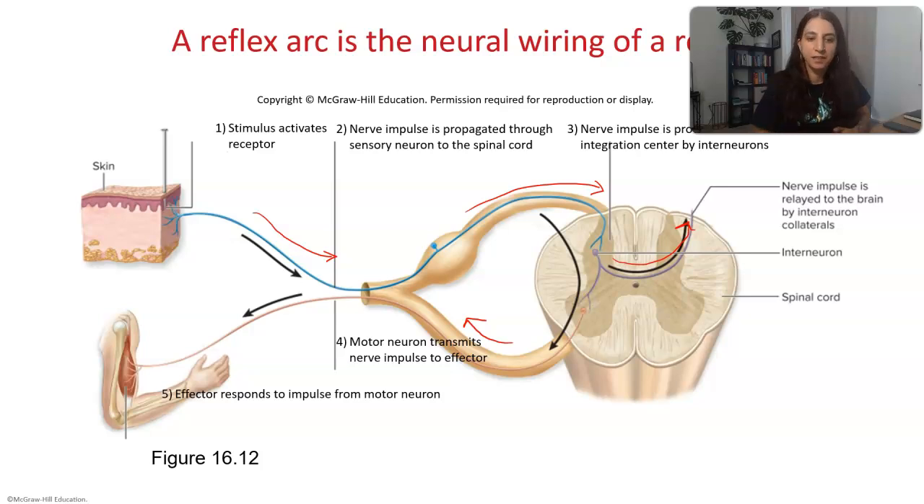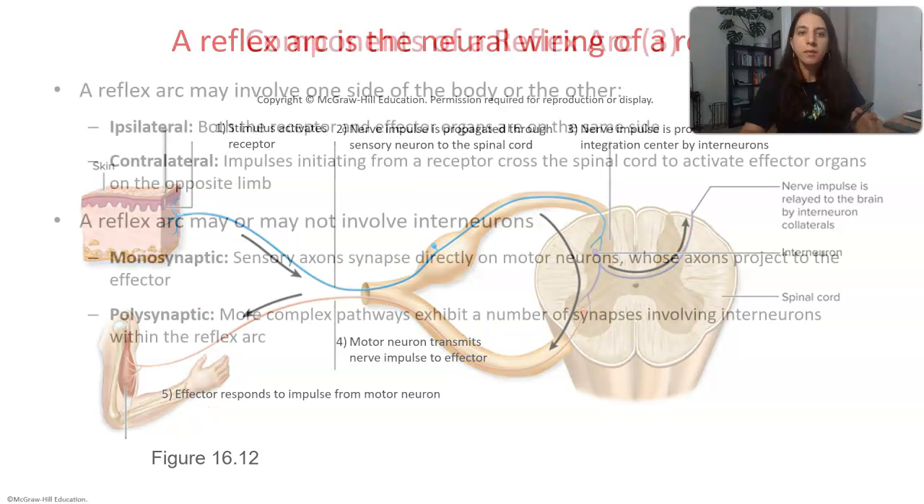And the fifth step in the process is the effector responds to the impulse from the motor neuron. It responds by contracting, and you withdraw your hand, your foot, whatever it is. So the effector is another name for a target of a neuron. In this case, the effector is skeletal muscle. We know that the autonomic nervous system, for example, has different effectors than the somatic motor system.